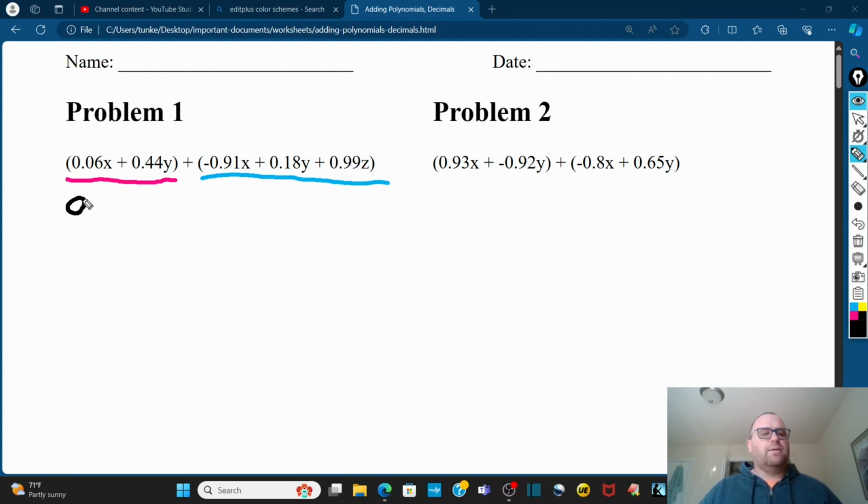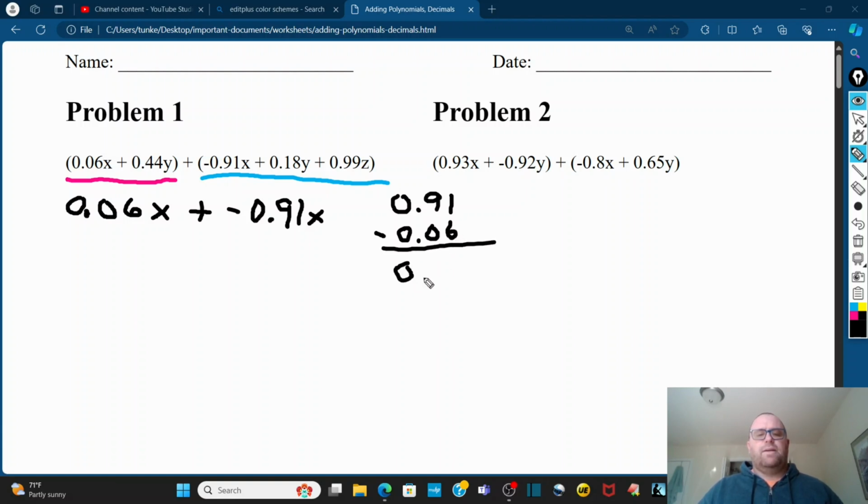What we're going to do is add our x's together first. So I'm going to do 0.06x plus a negative 0.91x. Now when we're adding numbers with different signs, we're going to take the one that's further away from 0 on the number line and subtract the number that's closer to 0, and keep the sign of the one that's further away. So I'm going to take 0.91 and subtract off 0.06, and I get 0.85. But that's going to be a negative sum, so we get a negative 0.85x.